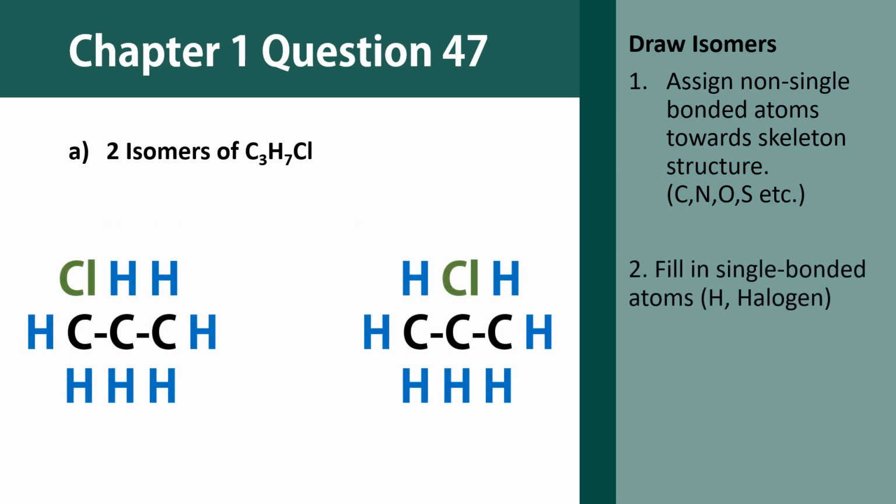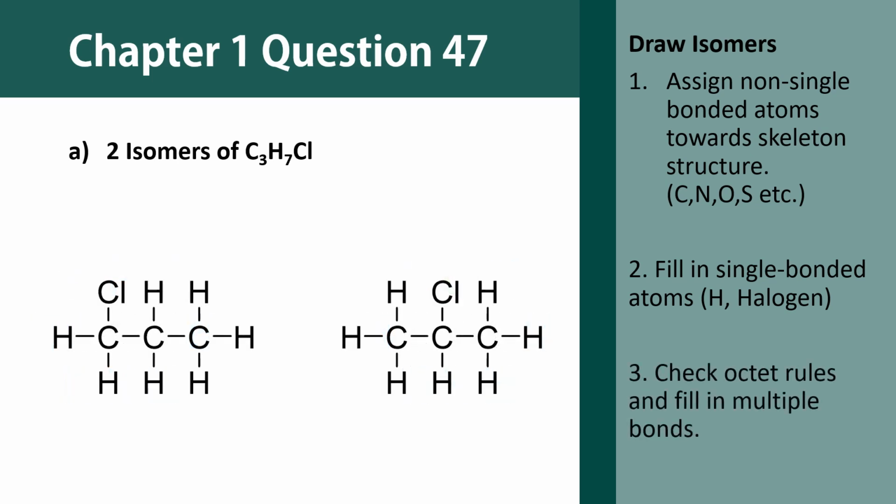After that, we fill in the single bonded atoms such as hydrogens and halogens, like chlorine, bromine, fluorine, iodine, etc. After you have assigned all the single bond atoms, just double check the octet rule and fill in the double bonds.